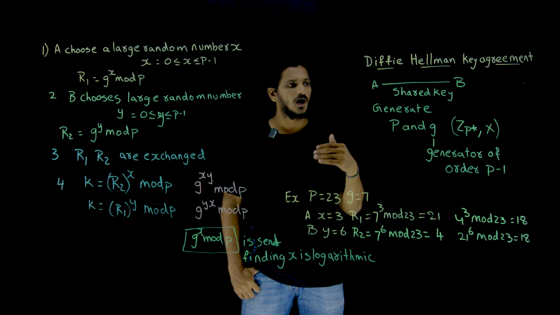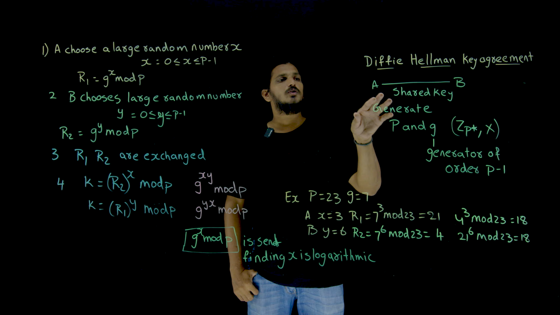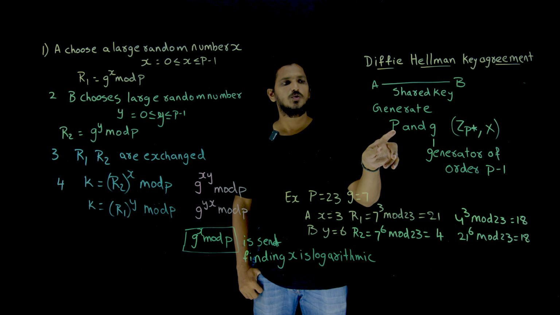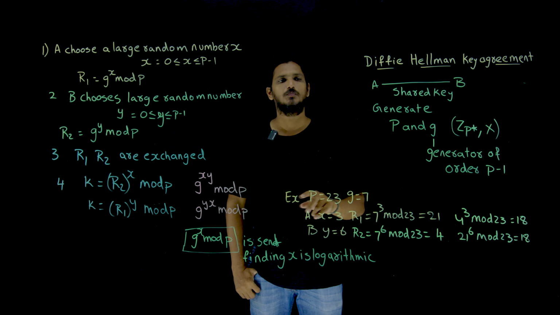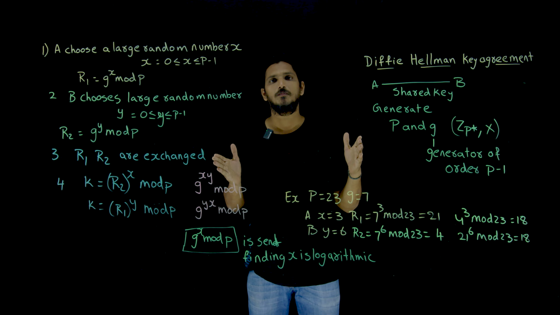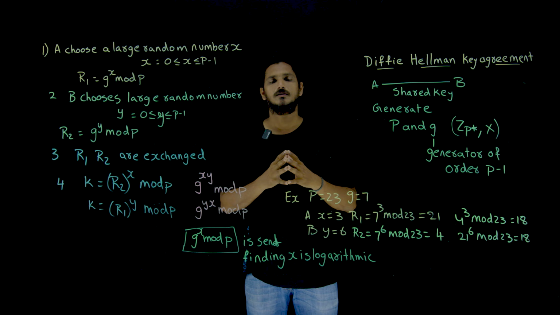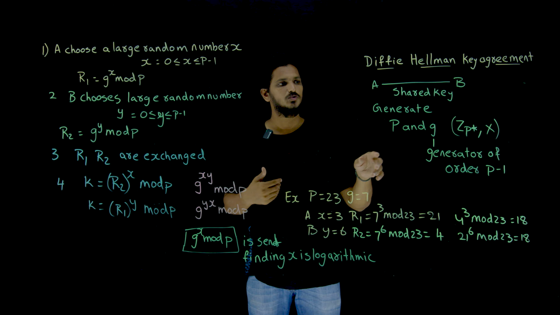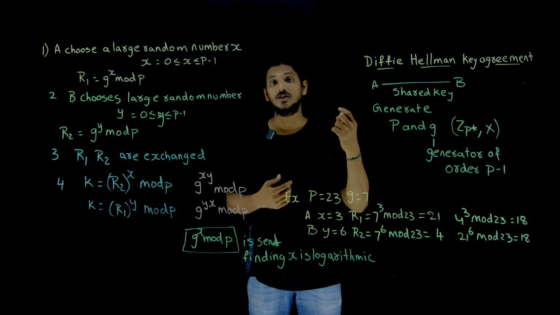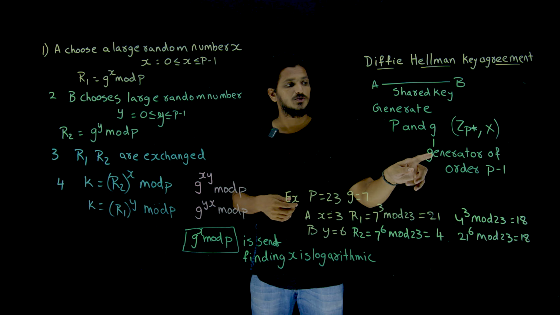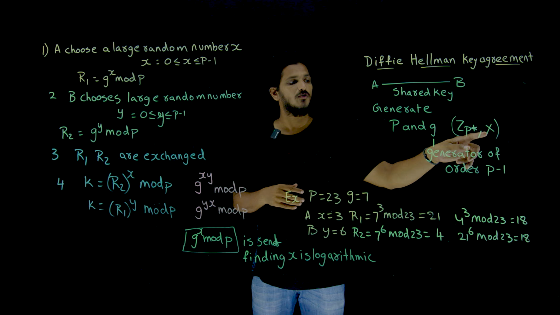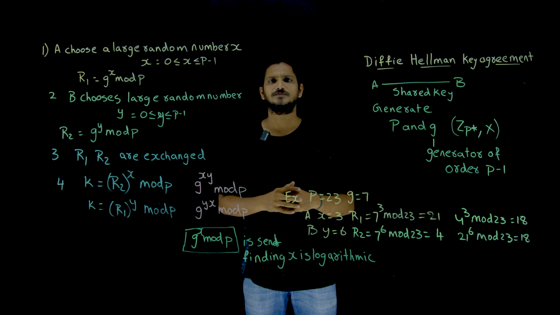So how are we going to do that? A and B are commonly generating some values. What do those values mean? They are going to generate P and G values. P means a large prime number, 1024 bits long. From this P, you pick a value less than P and generate a G, which is a generator. Generator means it is going to generate the values from 0 to P minus 1. The generator is of order P minus 1.